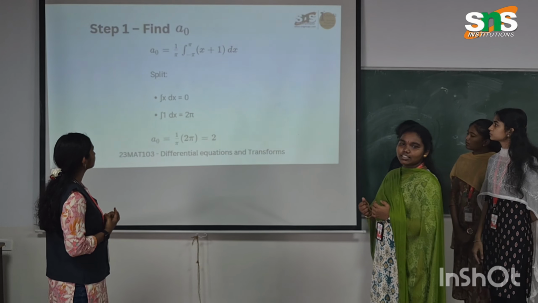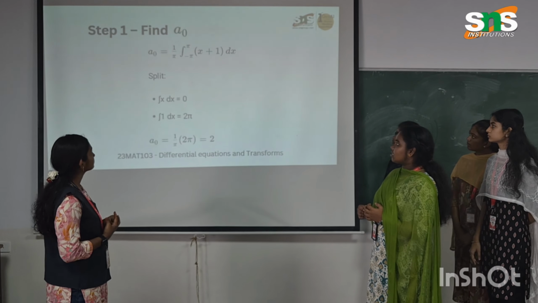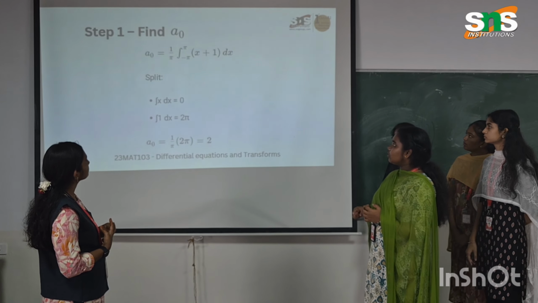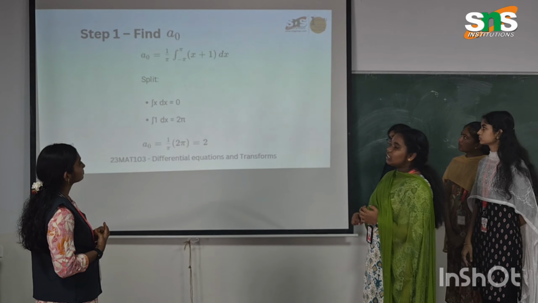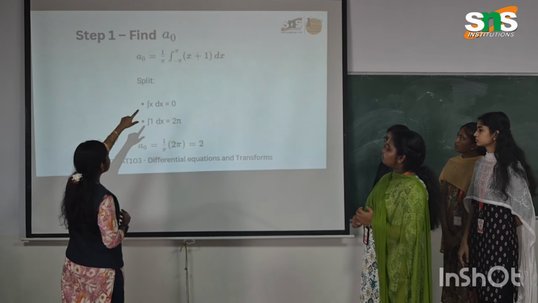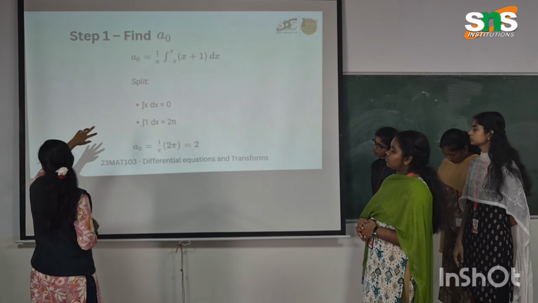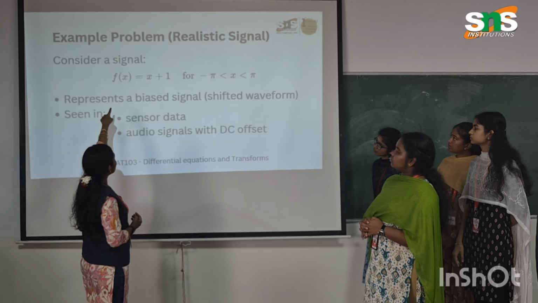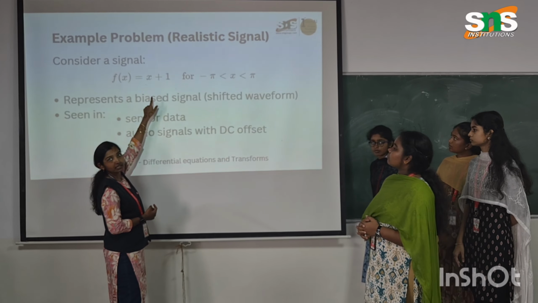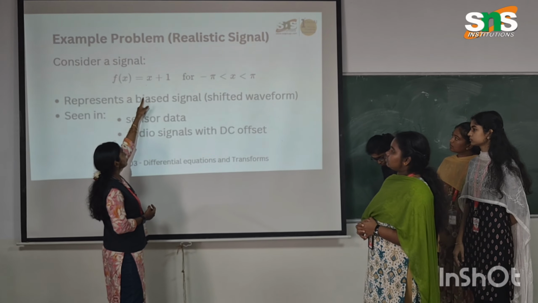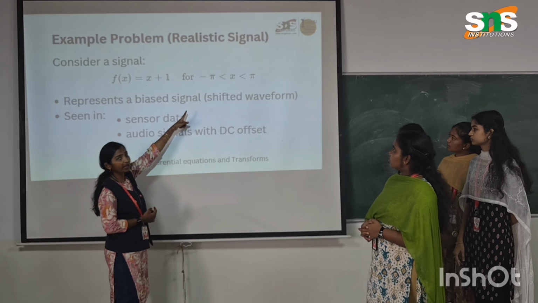So here the first step is to find a naught. a naught is equal to 1 by pi into the integral of minus pi to pi of x plus 1 dx. So this x plus 1 is the f(x) which has been taken from the real time application. Go to the previous slide. So this is your f(x) taken into account. This is your real time application here. f(x) has been taken as x plus 1 which lies between minus pi to pi.